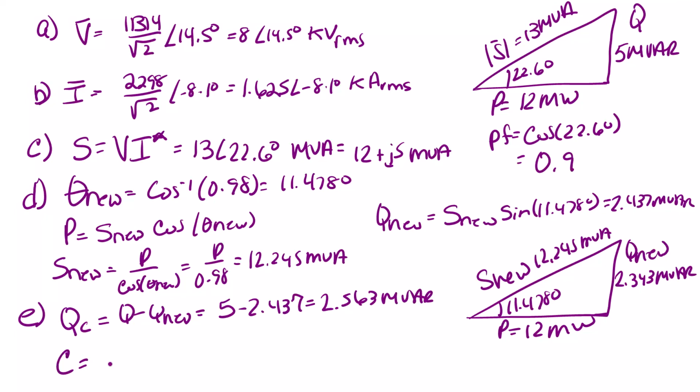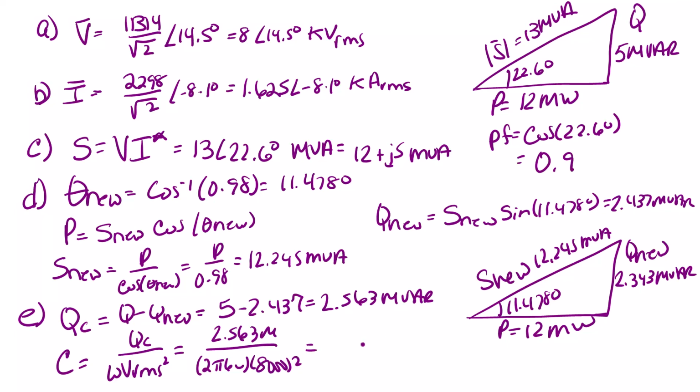And C is going to equal QC over omega V RMS squared. So QC is going to be 2.563 meg over 2 pi, and we had 60, and our voltage was 8,000. So that's going to be 8,000 squared. So the capacitor is 106.2 microfarads.